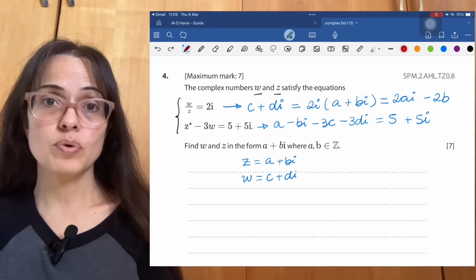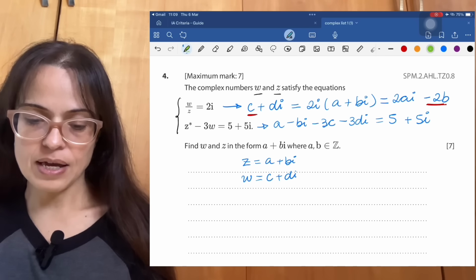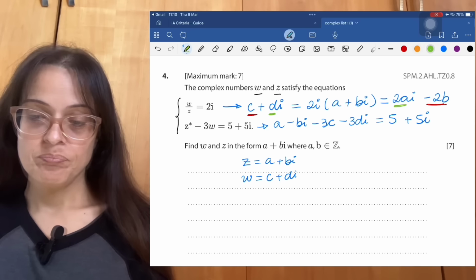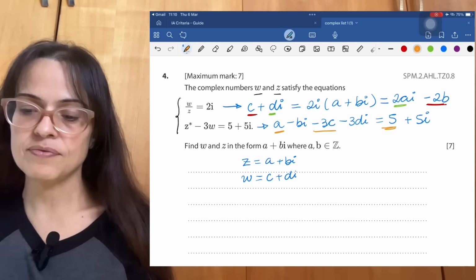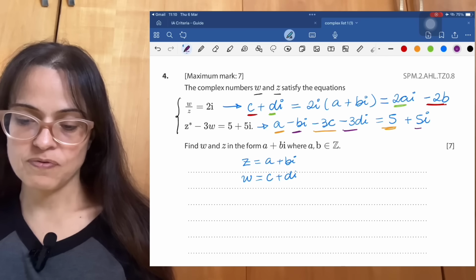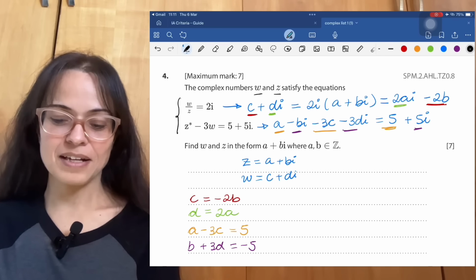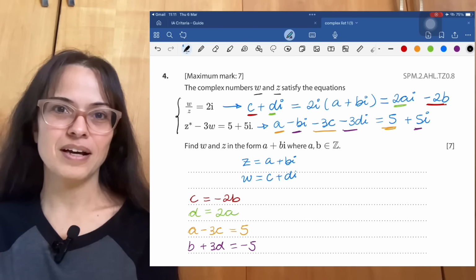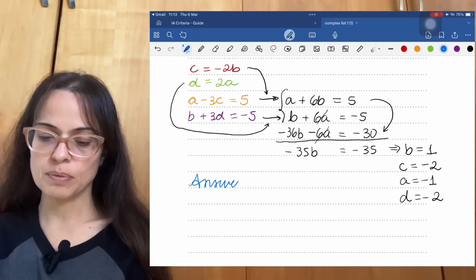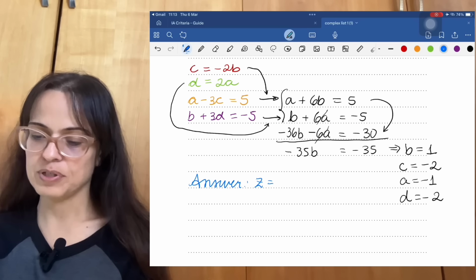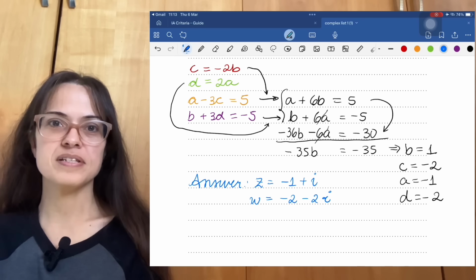Let me underline each one in a different color to see where the easy place to begin is going to be. In the first equation, I have without i, c and minus 2b, and with i, I have d and 2a. In the second equation, I have a minus 3c equals 5, and minus b minus 3d equals 5 as well. I'm not sure there's exactly a point to begin here that's easier than other strategies, but it's a simple system. And now, just to give the final answer to the problem, I'm going to write z as a plus bi and w as c plus di.